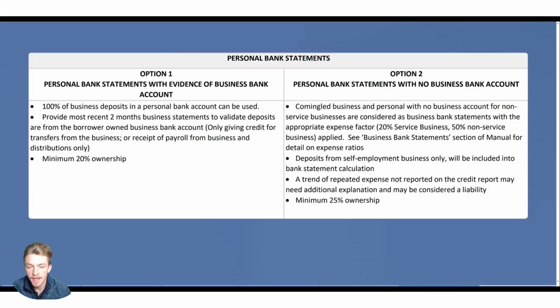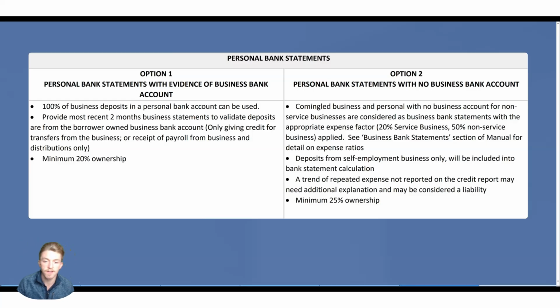Option 2 is personal bank statements with no business account. Bank statements with no business account for non-service businesses that are able to be considered as business bank statements with the appropriate expense factor. So either 20% service business or 50% service businesses will be applied.